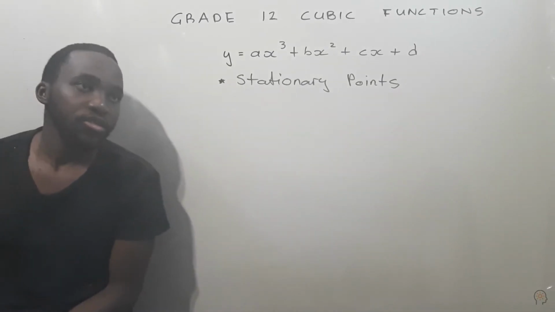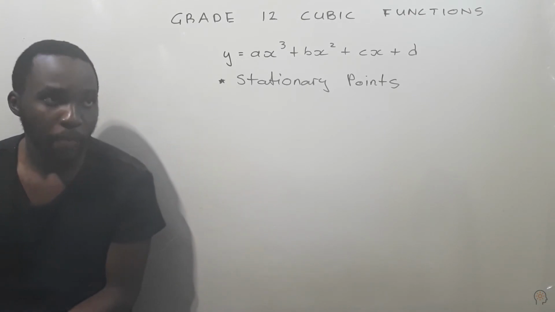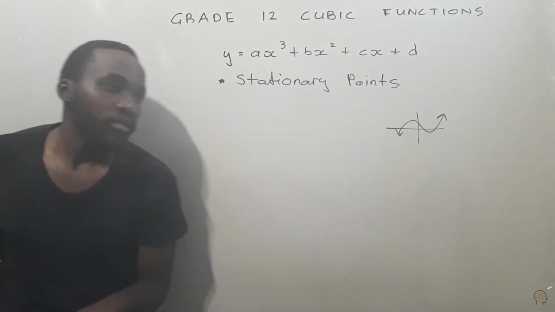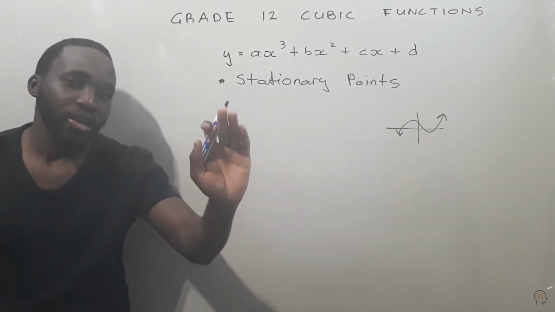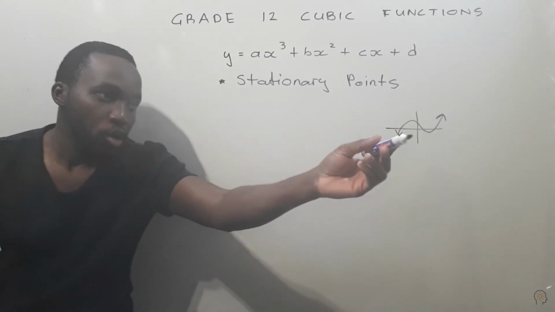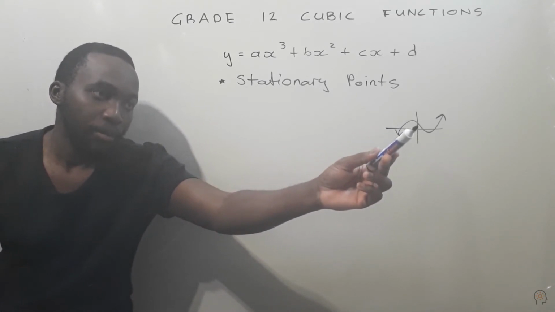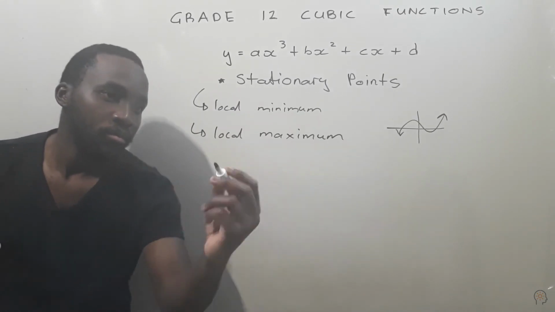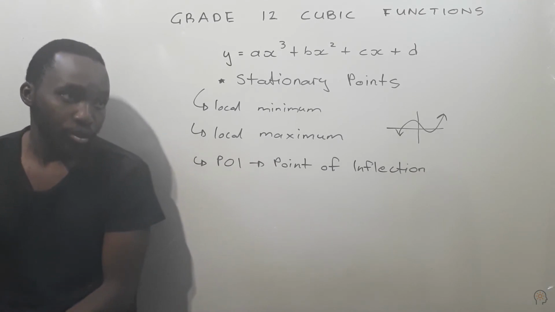With cubic functions, one major idea is stationary points. So what you want to keep in mind is that with a cubic graph, let's just have one there to refer to. So with stationary points, right, in grade 12, we want to keep in mind two major kinds of stationary points. You have a local minimum and a local maximum, and then you have what we call a point of inflection. So just to go through those three: local minimum, local maximum, and then the point of inflection.